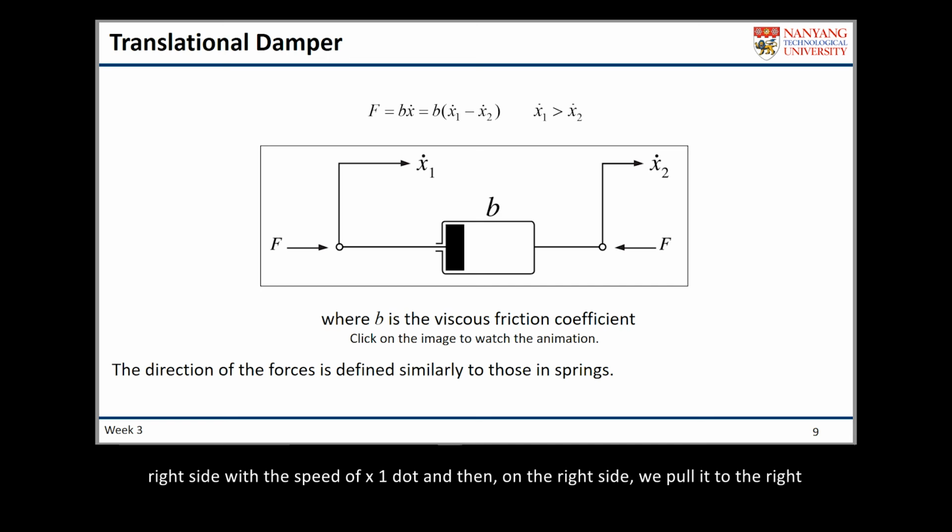And then on the right side, we pull it to the right direction as well with a speed of x2 dot. Because both of them are moving in the same direction, if we know that x1 dot is greater than x2 dot, the relative rate of deformation will be x1 dot minus x2 dot. So the force applied to this damper is proportional to the relative rate of deformation, x1 dot minus x2 dot, which is equal to B times (x1 dot minus x2 dot).